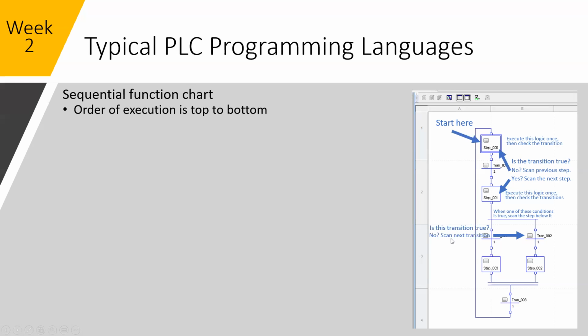So if transition one is not true, we're going to look, is transition two true? If neither are true, we're going to go back up to step one, and then we'll check the transition states again. If transition state one is true, move on to step three, execute this logic. If this final transition state is not true, we're going to come back up and repeat this step. And if it is true, we're going to jump all the way back up to the top. Does that make sense?